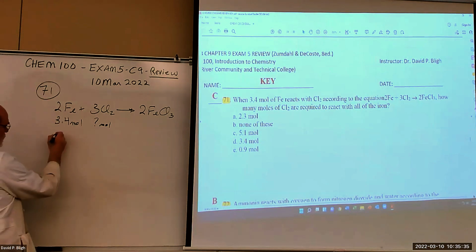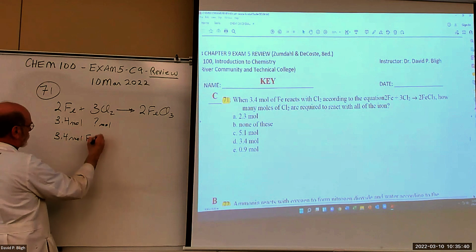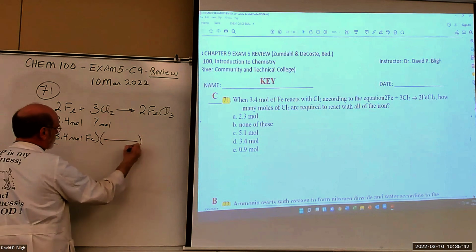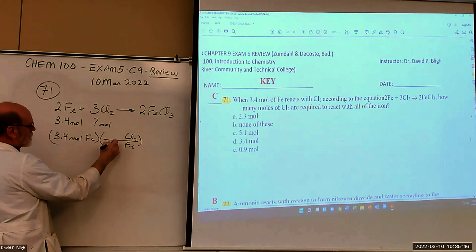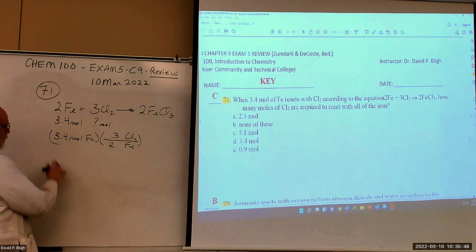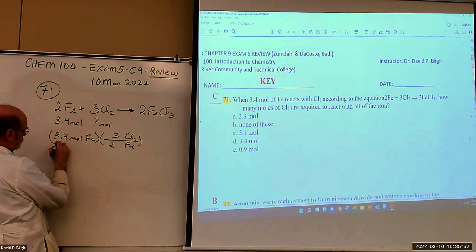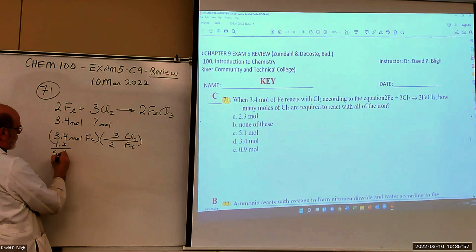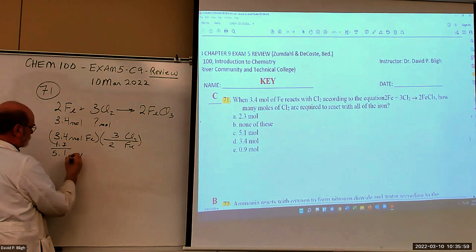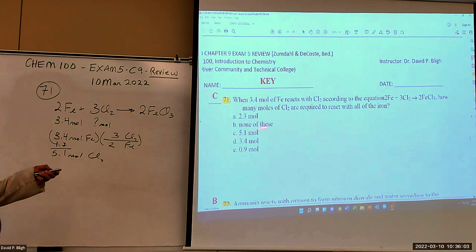3.4 moles of iron. Okay. Got 2 here, 3 there. So we need another 1.7. 5.1 moles of chlorine. Here we go. You almost do that one in your head.